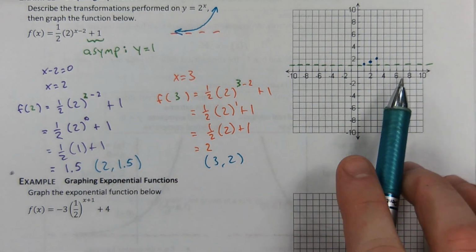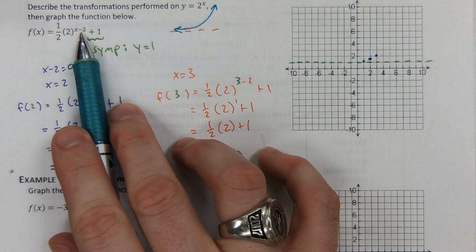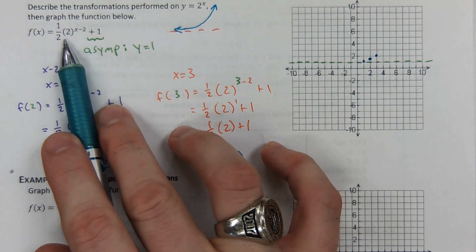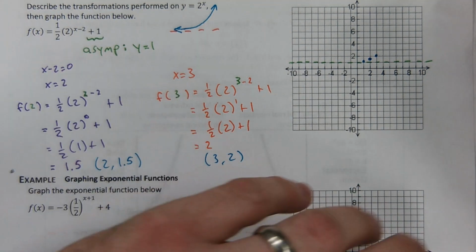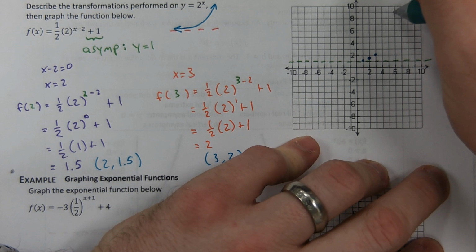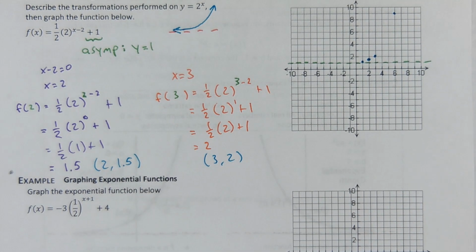6. All right, let's see if I were to plug in 6. 6 minus 2 is 4. 2 to the 4 is 16. Half of 16 is 8. 8 plus 1 is 9. So 6, 9. There you go. You can really see the curvature now. Did we have to? No.